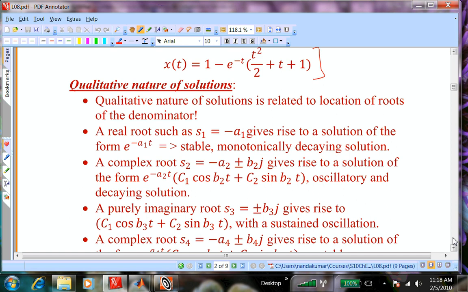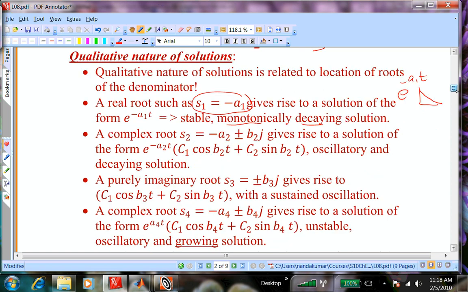So, what do we mean by qualitative nature of the solution? We have seen what eigenvalues and characteristic roots are; they are the same, and they determine the nature of the solution. If I have a real negative characteristic root, you can call it lambda or m, the solution is of the form e to the power minus a1t, and it decays monotonically with time. If you have only a pure negative eigenvalue, the solution will be like this.